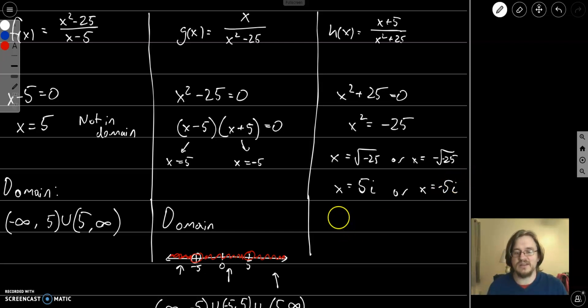real number I want. The domain of this function is going to be all real numbers from negative infinity up to infinity. These are not real numbers. I don't have to take them out. And my domain is everything. No matter what I plug into the bottom, it will never be equal to 0.